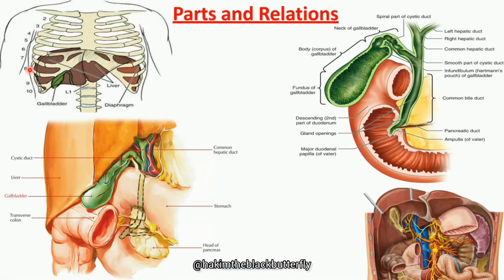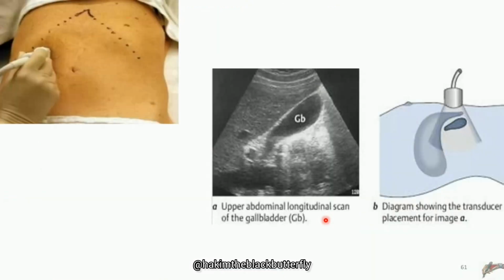But all in all, even though you can't count the ribs, if you position your probe along this right costal margin, there's a very high chance that you will appreciate the gallbladder underneath or below the liver. Okay, so those are the parts and the relation.